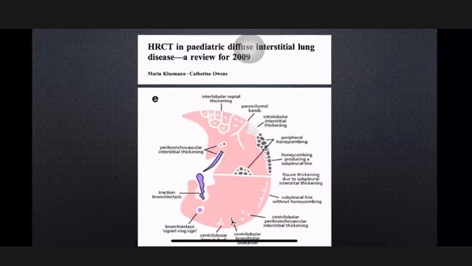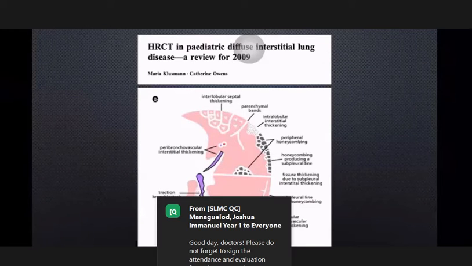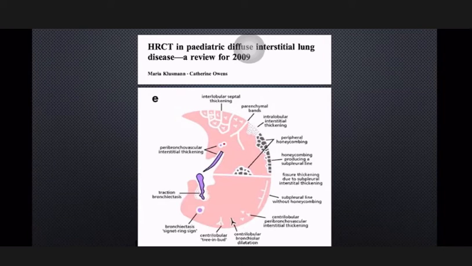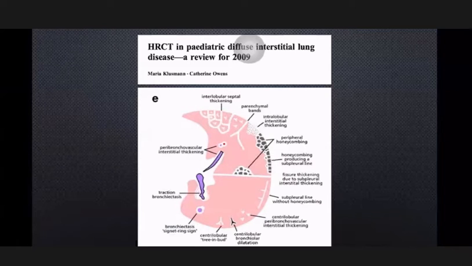So this is an article by Catherine Owens and Maria Klassman. The article discussed the use of HRCT in helping to make the diagnosis in certain conditions, in guiding biopsy and allowing monitoring of disease progression with therapy. So in the article, they show a picture that shows a summary of the different HRCT features of the diffuse interstitial lung diseases. Certain more specific HRCT findings may be prominent with specific entities.